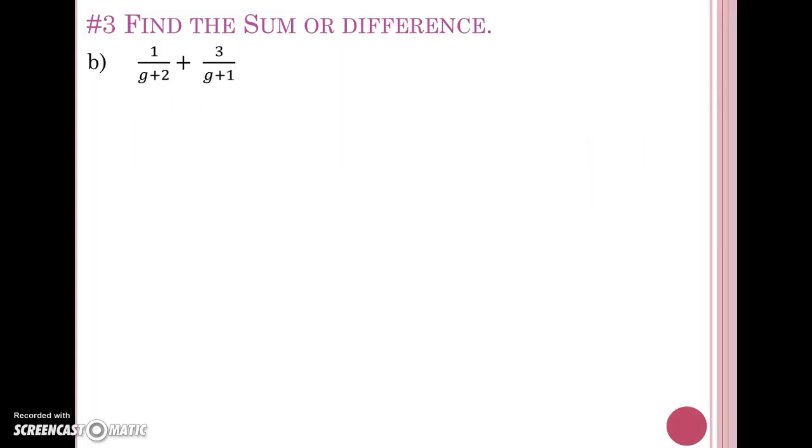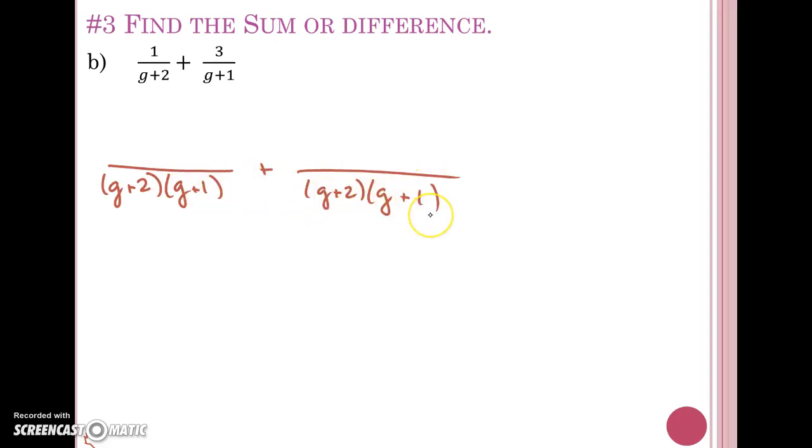Okay, example B. Find the sum or the difference. Again, you still need to find your common denominator. And I'm looking at these two fractions, and this is g plus 2 and g plus 1. They don't really have anything in common because these would have to be multiplying in order for me to claim that g. So I'm going to write them side by side, g plus 2, g plus 1, and g plus 2, and g plus 1. Can't do that without making some changes up here.